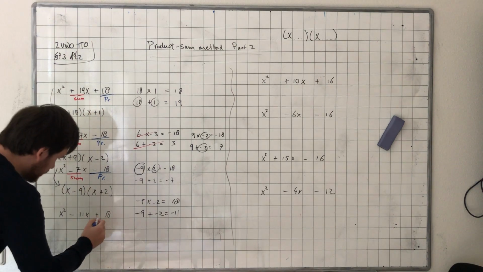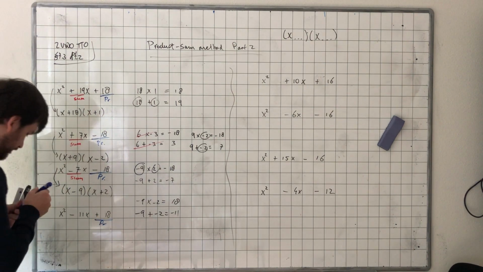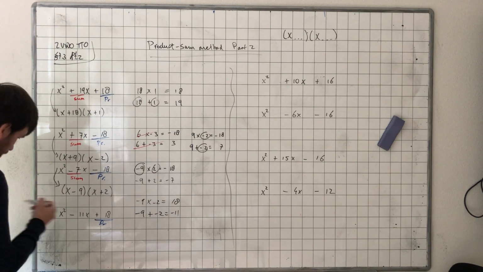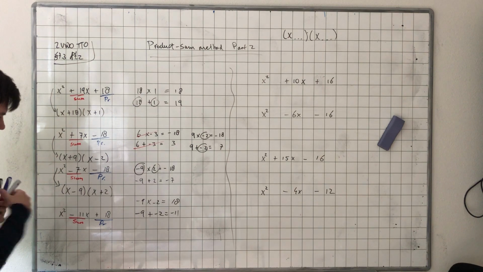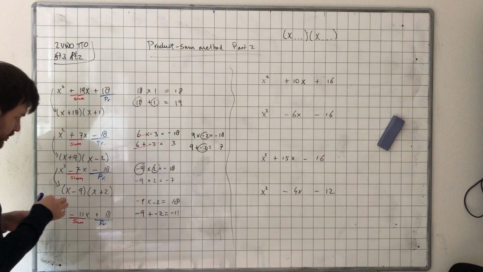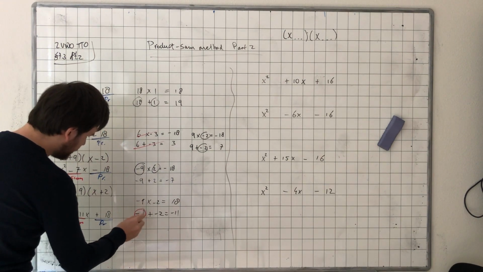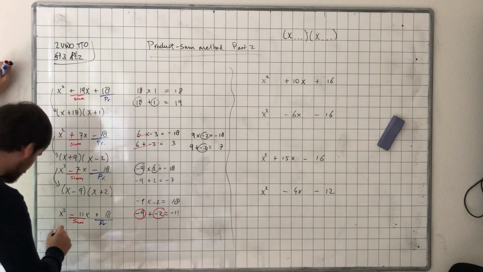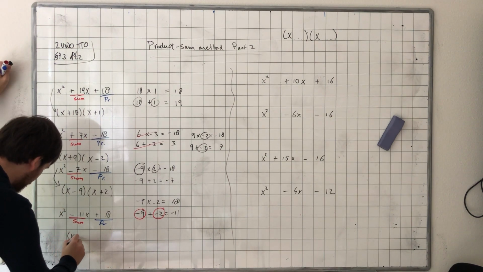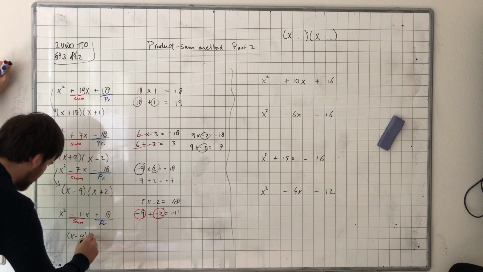So just to make sure, this has to be our product. This has to be our sum. So since I'm filling in two negative numbers, I'm going to fill in minus 9 and minus 2. That means in my brackets there will be two negative numbers. So x minus 9 and x minus 2.